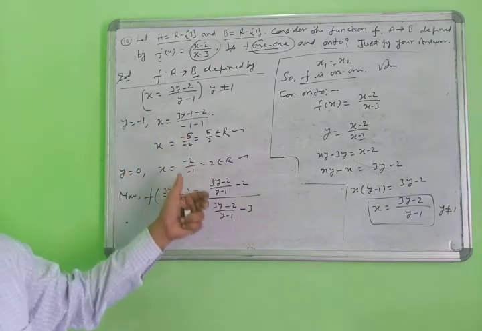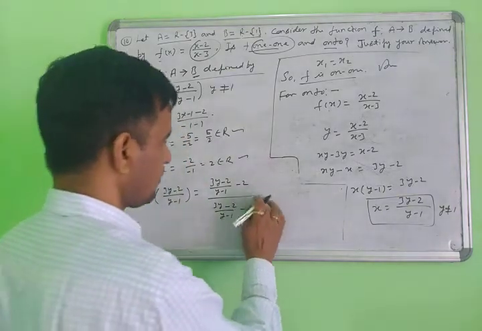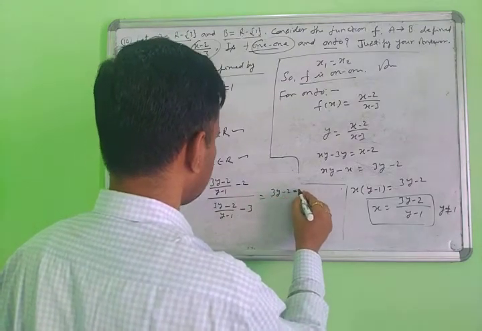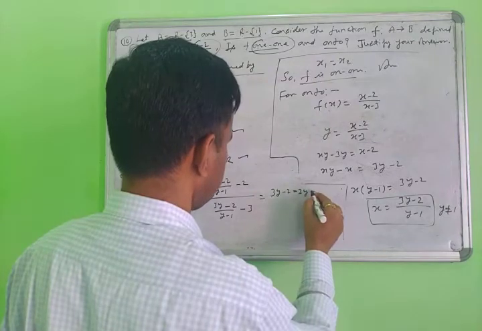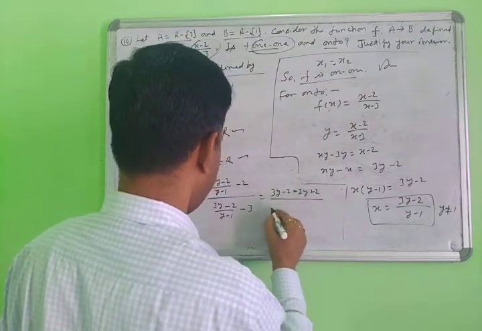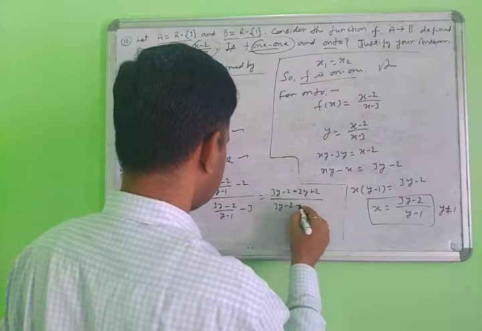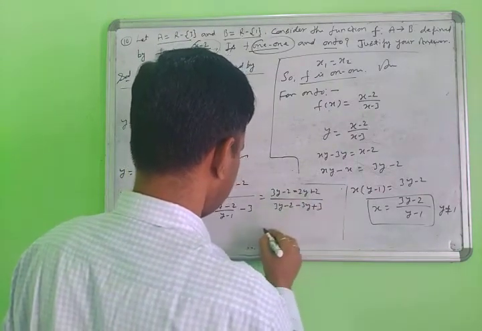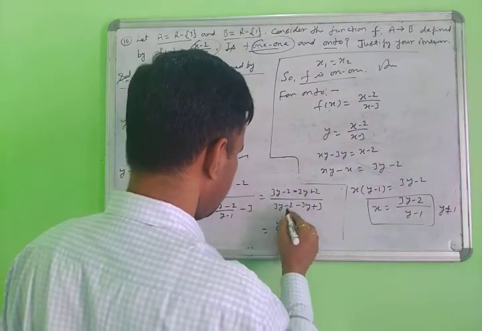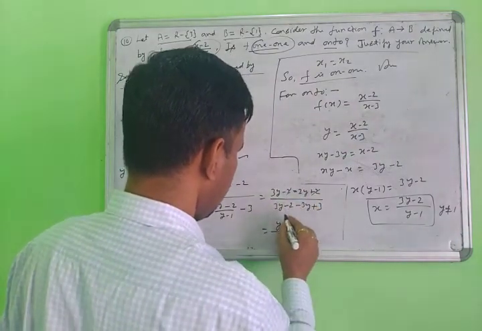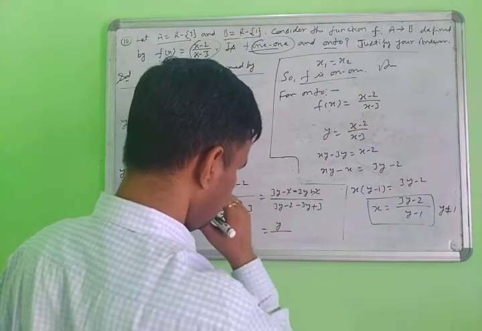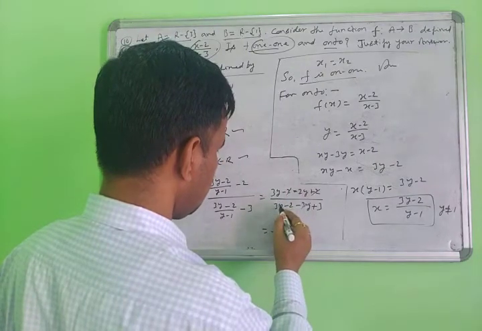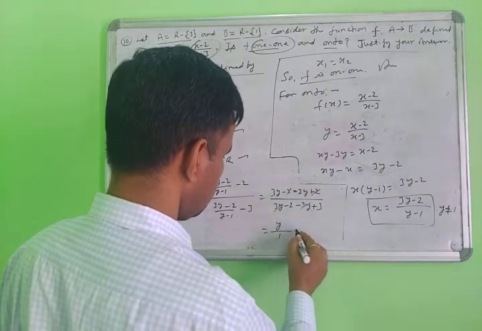Use any one trick. What result comes here? 3y minus 2 minus 2y plus 2 upon 3y minus 2 minus 3y plus 3. 3y minus 2y is y, the 2 and plus 2 are cancelled, and in the denominator 3y and 3y are cancelled, and minus 2 plus 3 is plus 1. So the result here comes y.